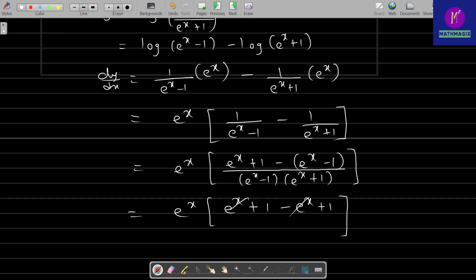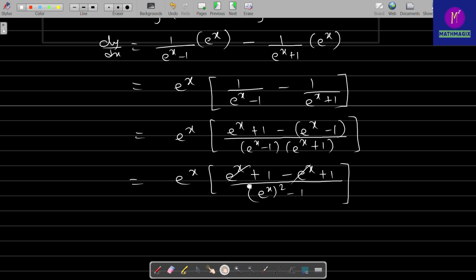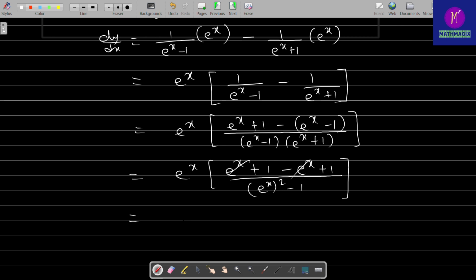Obviously, e^x gets cancelled out, and here in the denominator, (a − b)(a + b) is nothing but a² − b², which will give us (e^x)² − 1², which is 1. So we will get at the end the answer as e^x, here this is 1 plus 1 is 2, upon e^(2x) − 1. So this is the value of dy/dx that we are getting.